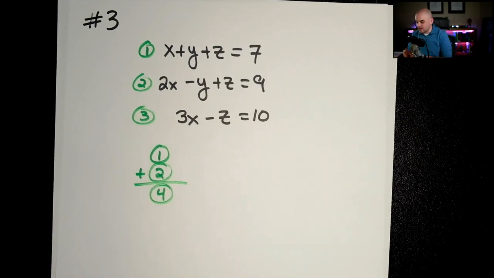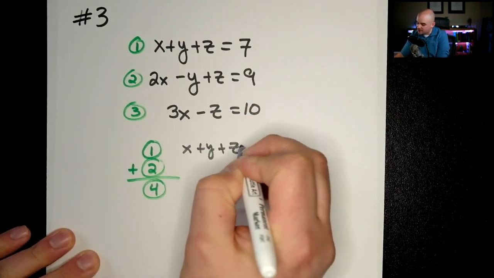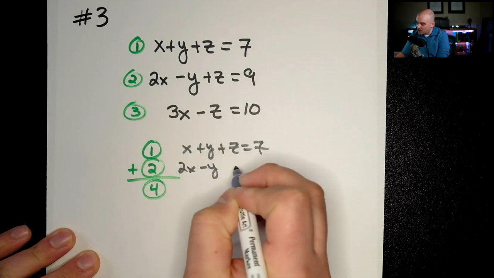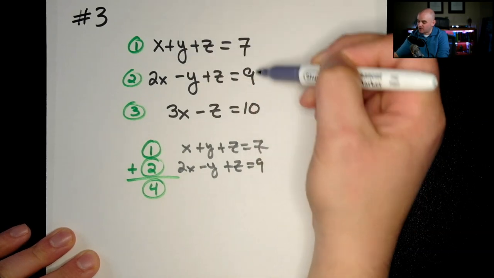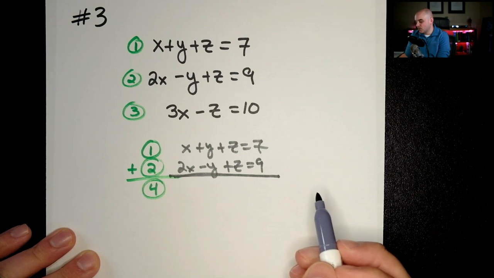Usually I'll skip that step, but because we're learning, I'm going to write it out. x + y + z = 7, and then 2x - y + z = 9. A lot of times I just add them up right here and just write it down, so you can see them lined up one above the other.